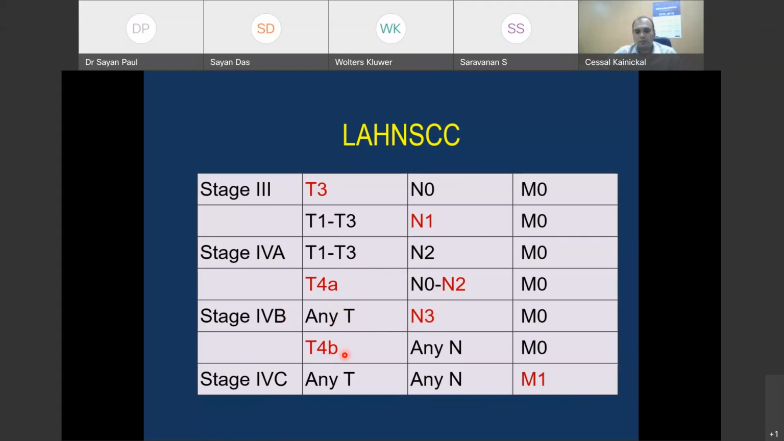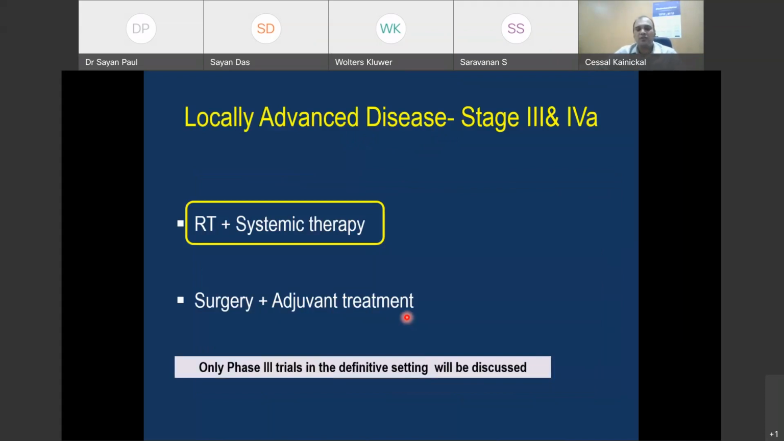So a young patient with good performance status and low volume disease is considered for a radical approach. Otherwise, elderly patients, patients with poor performance status, or with a large primary with N3 disease, N3B node, are generally considered for palliation. I'll be discussing only the phase 3 trials in the definitive setting.